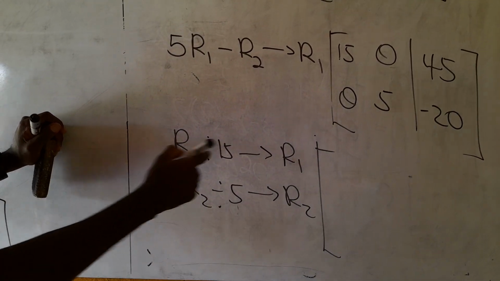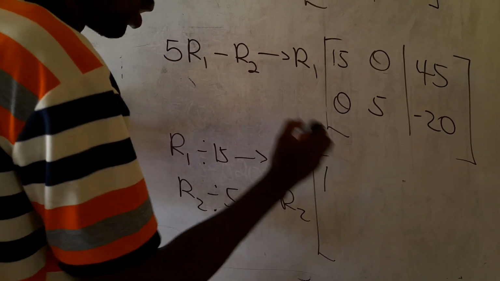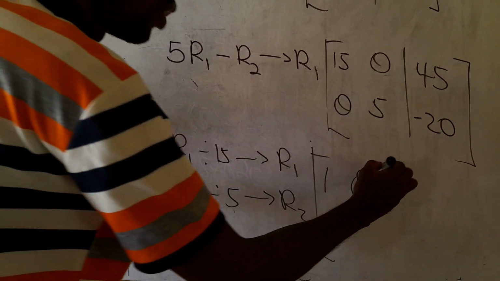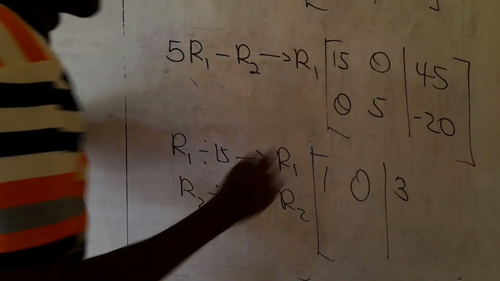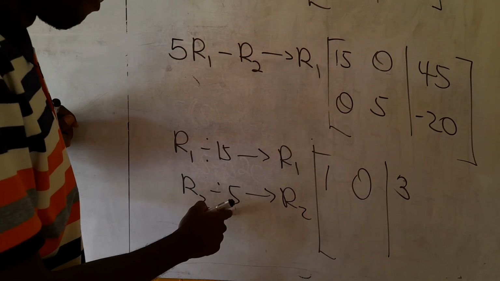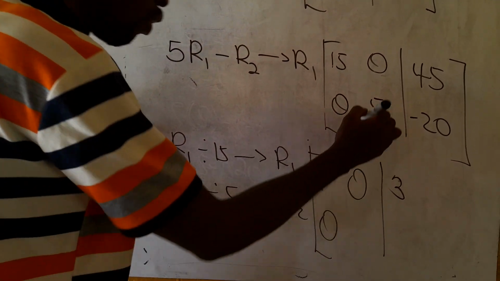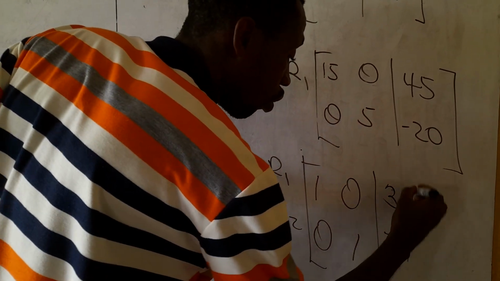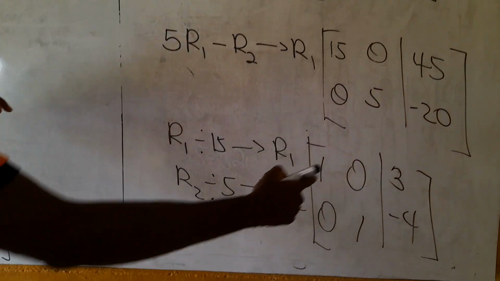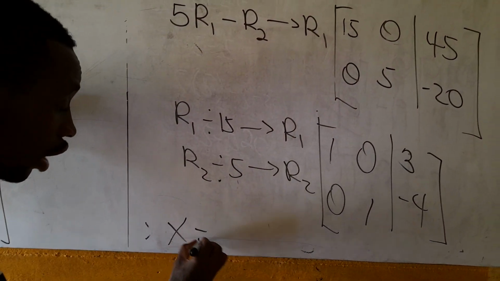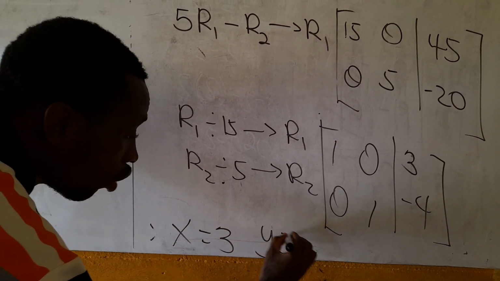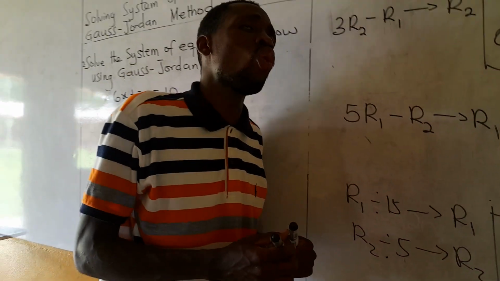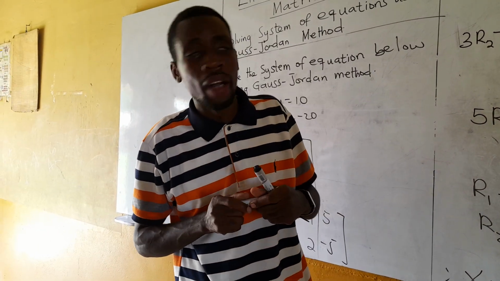So we go. 15 divided by 15 is 1. 0 divided by 15 is 0. 45 divided by 15 is 3. 0 divided by 5 is 0. 5 divided by 5 is 1. Negative 20 divided by 5 will be negative 4. So we are done. We can conclude that x is equal to 3, then y will be equal to negative 4, without back solving. So that's one good aspect of the Gauss Jordan method.